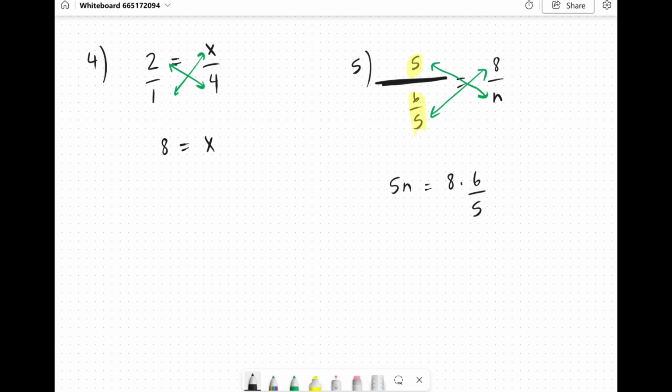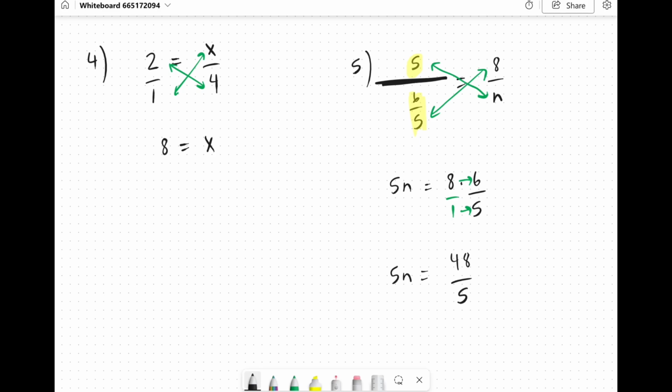I'm going to clean this up a little bit, so I will go ahead and multiply 8 by 6 over 5. To do so, I'll place 8 over 1 and multiply the tops, so 8 by 6, which is 48, and the bottoms, so 1 times 5, which is 5. And then on the left side, I have 5n. Now, I don't like to operate on fractions, and again, if you do, please feel free to go ahead and divide both sides by 5.